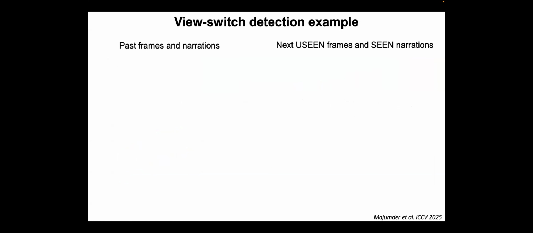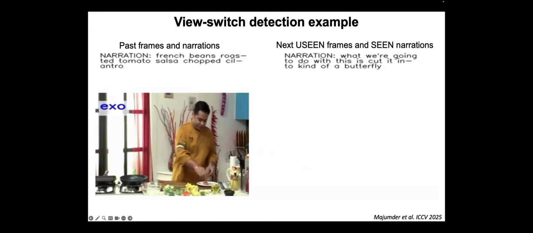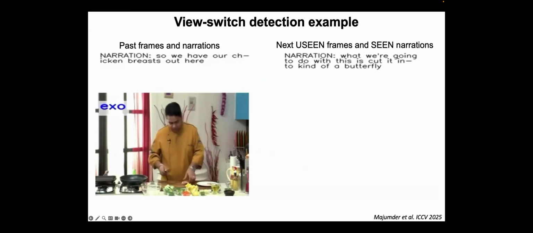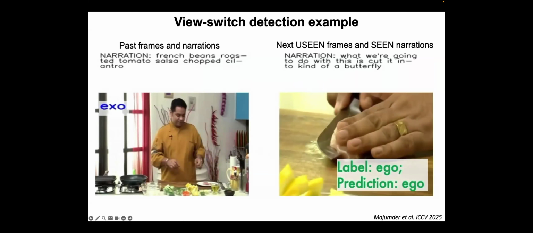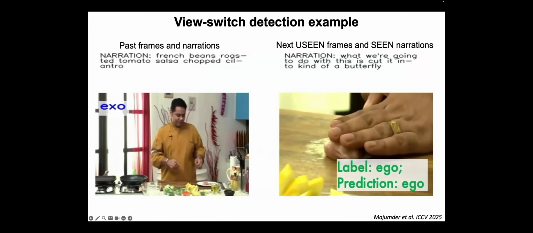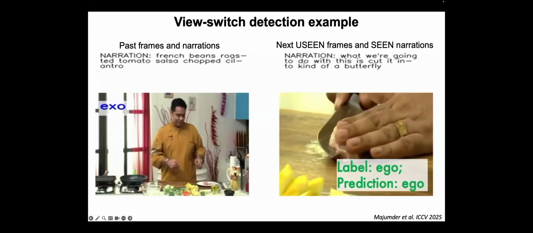Here we show a qualitative example from view switch detection. We show its past frames and narrations on the left and the next frames and narrations on the right. Note that the next frames are unseen. In this instance, note how our model likely relies on the next narration to choose the view, since mentioning the chicken cut type probably indicates a close-up is required to be able to better see the cut.